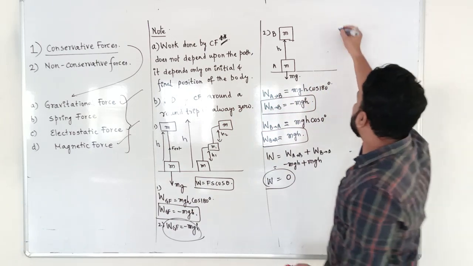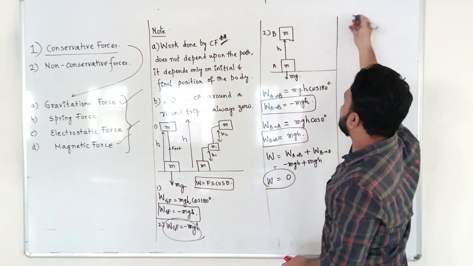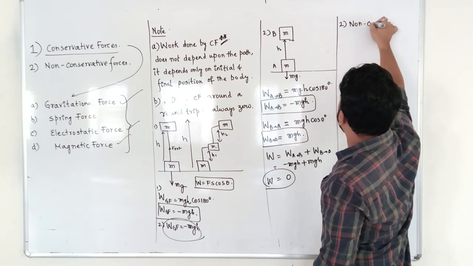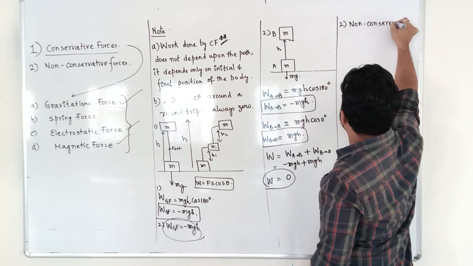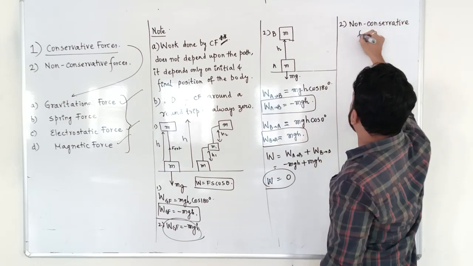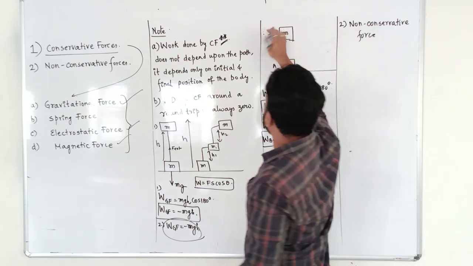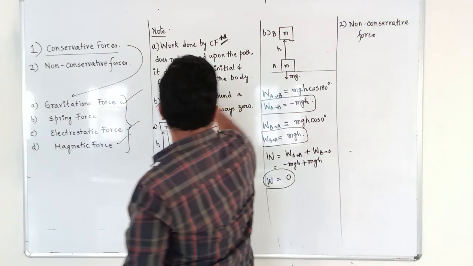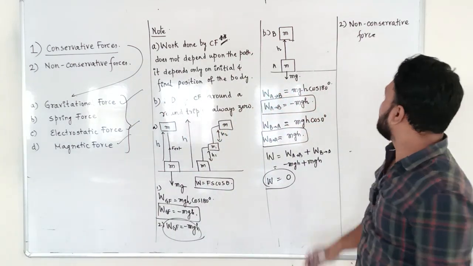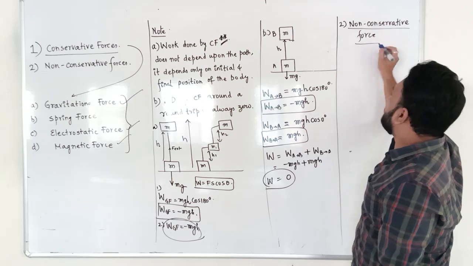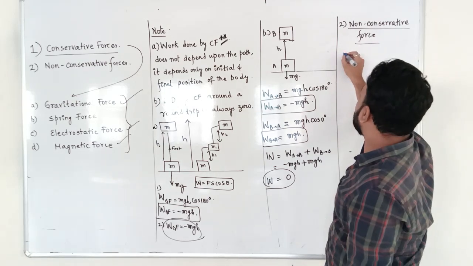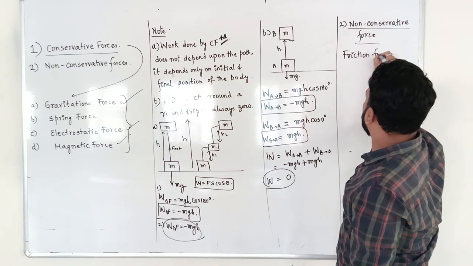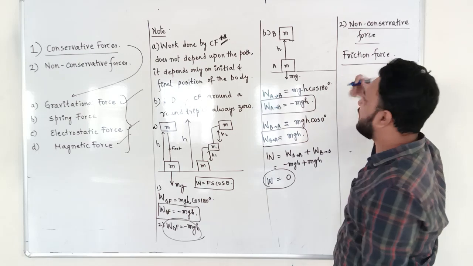Now, coming to the non-conservative force. The second one is the non-conservative force. Don't confuse here. Let's say this is the A example and this is the B example, point A and point B. Correct? Now, the best example of a non-conservative force is the friction force. Friction force.